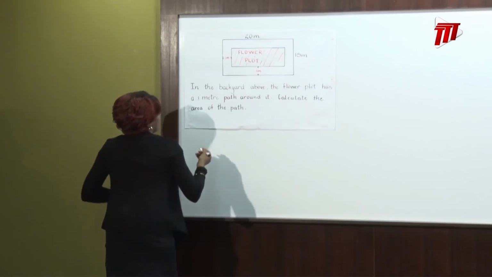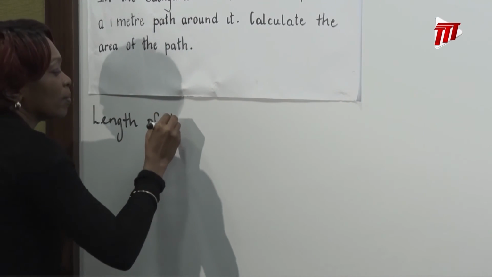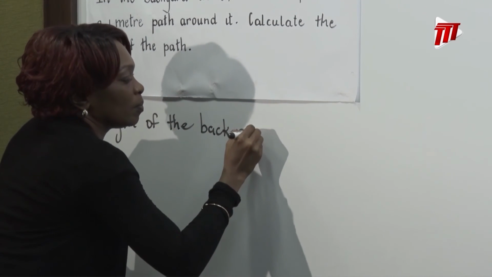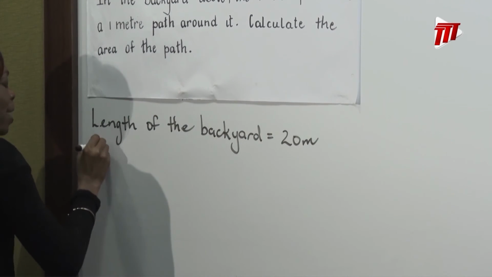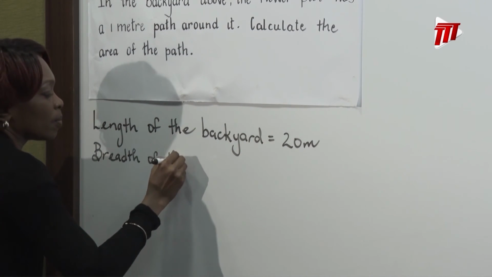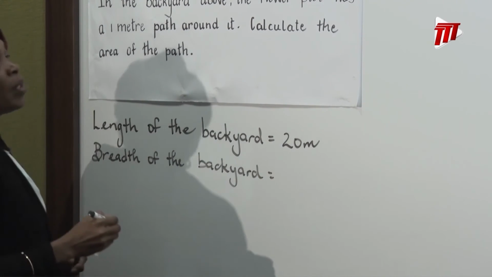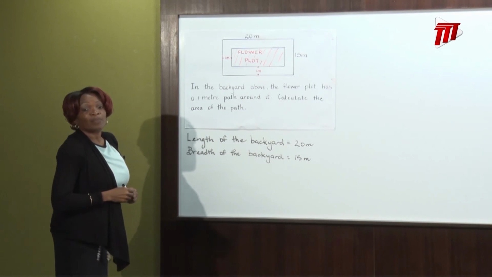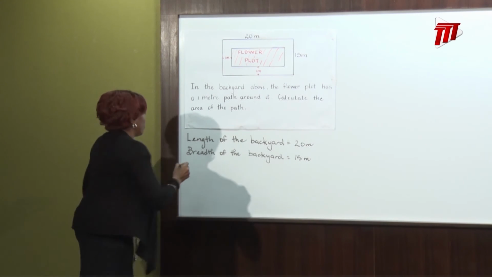So let's do that. So length of the backyard, 20 meters. Breadth of the backyard. What is it? It is 15 meters. So what can we find? Yes, we can find the area of the backyard. So let's do that and get that out of the way.